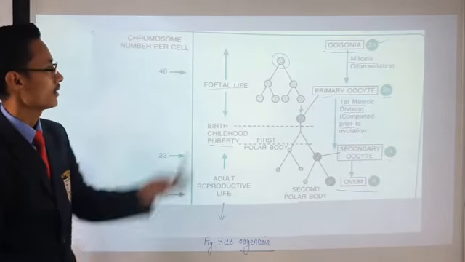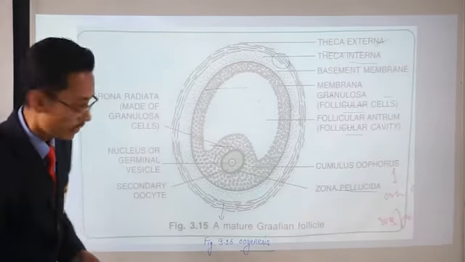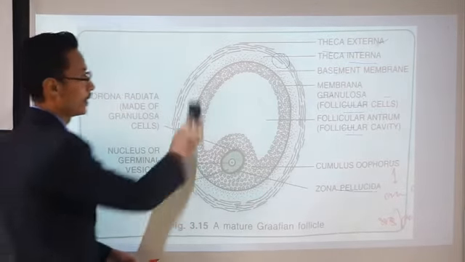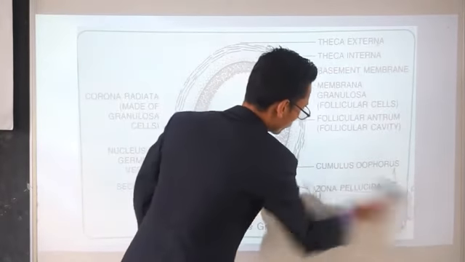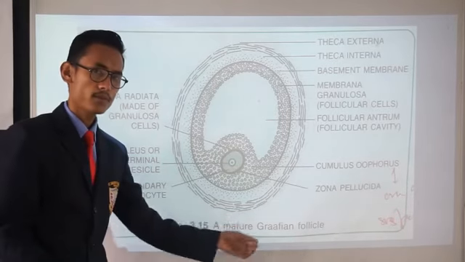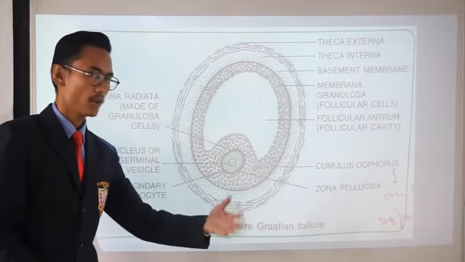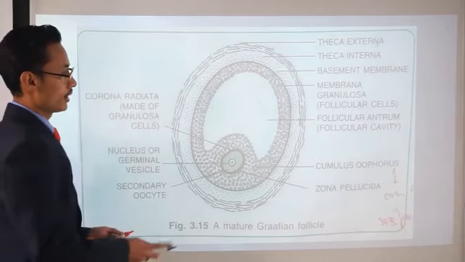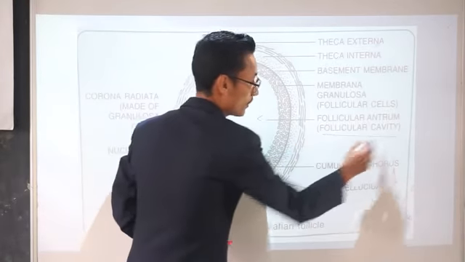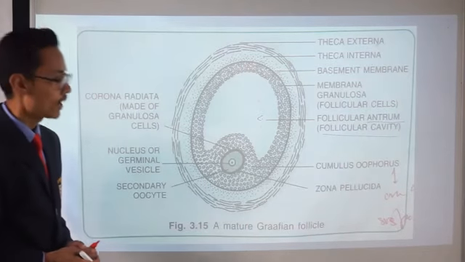So that is the diagram of oogenesis. The next one, we look into the structure of a mature Graafian follicle. Alright, so go to figure number 3.15. This figure is very important, you have to practice it. So how to identify the mature Graafian follicle? The Graafian follicle is formed from the primary follicle to the secondary follicle, then the tertiary, then finally it forms the mature Graafian follicle. The Graafian follicle contains a cavity. The follicular cavity we also call the antrum.